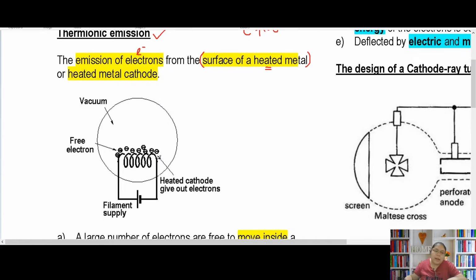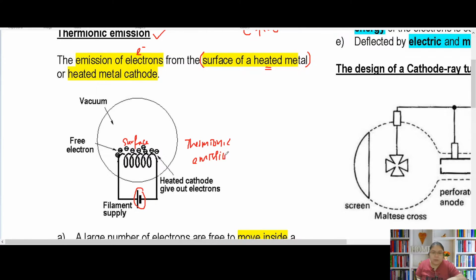Okay, let's see the diagram here. This one is an example of thermionic emission. This is a filament, the tungsten coil. When I supply the battery, I heat the cathode. After that, can you see the electrons? They just appear at the surface only. That means the electrons never move far away. They are just at the surface of the filament. So this one we call the process of thermionic emission.